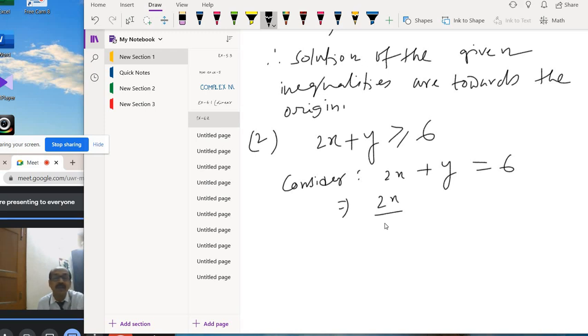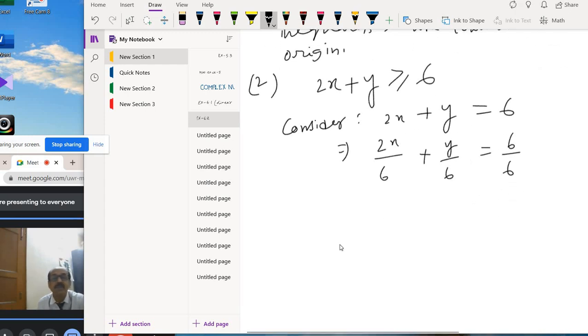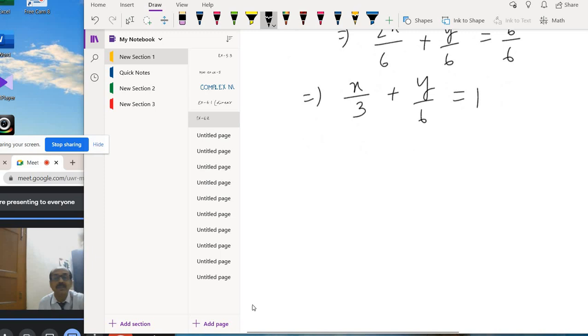So 2x by 6 plus y by 6 equal to 6 by 6. Then 2x by 6 means x by 3. x by 3 plus y by 6 is equal to 1. Okay. So x is equal to 3 and y is equal to 6. Length on the x-axis is 3 units and length on the y-axis is 6 units. Now draw the x-axis, y-axis.